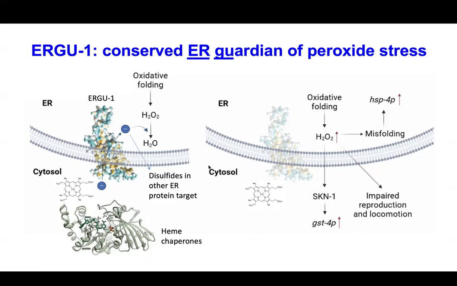And in the absence of the protein, you have elevation of H2O2 and abnormal oxidative protein folding, leading to misfolding of the protein inside of the ER lumen, activation of the HSP-4 GFP, and the impaired reproduction and behavior response to oxidative stress at the organismal level.